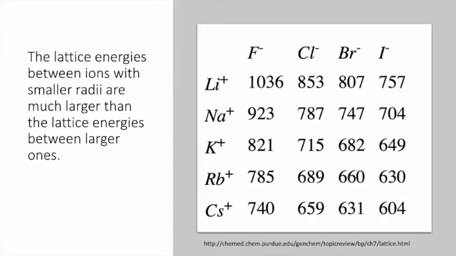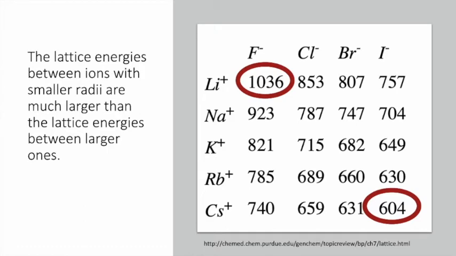The lattice energies between ions with smaller radii are much larger than the lattice energies between ions with larger radii. This is illustrated in this table. You can see that the lattice energy for the lithium and fluoride ionic compound is very large. It's 1036 kilojoules per mole. These two ions have small atomic radii. Now let's look down lower in the table. The lattice energy for the cesium and iodine compound is much smaller at 604 kilojoules per mole.